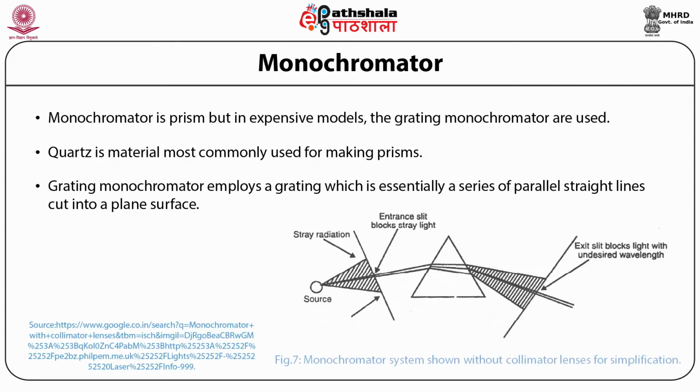Here in this picture, the monochromator system is shown without a collimator lens for simplification. The radiation from the source, after entering the slit, enters the monochromator like the prism. It disperses the radiation toward the exit slit, and the extra radiation is diverted or absorbed, and only the desired radiation is directed through the exit slit.